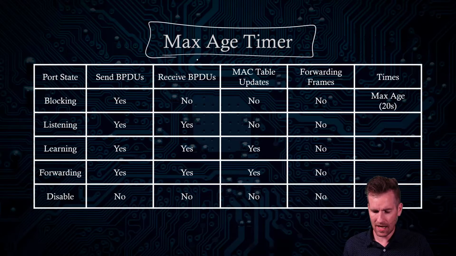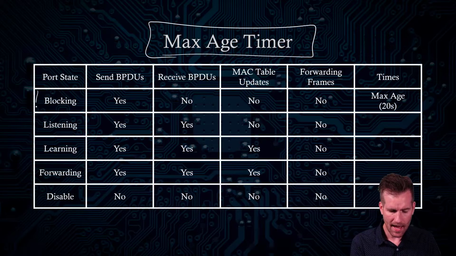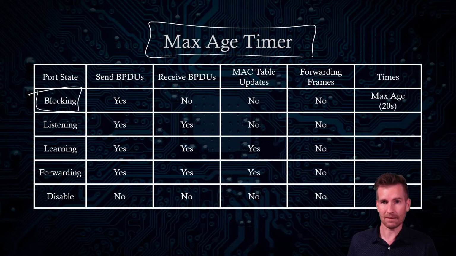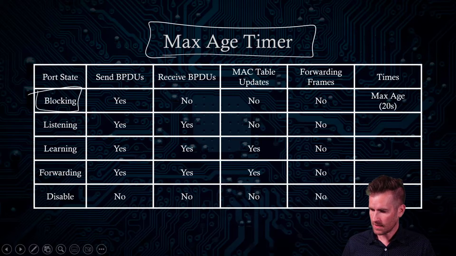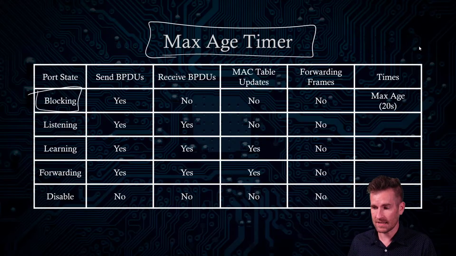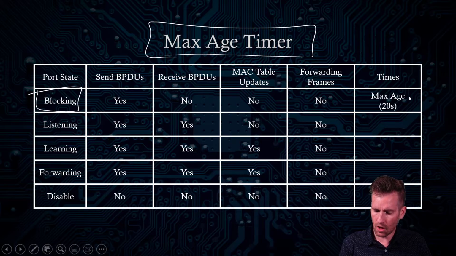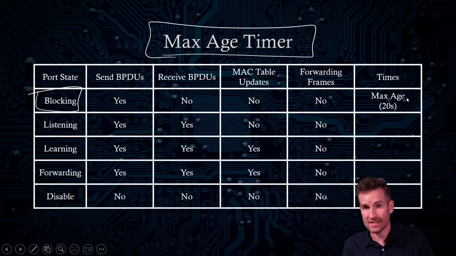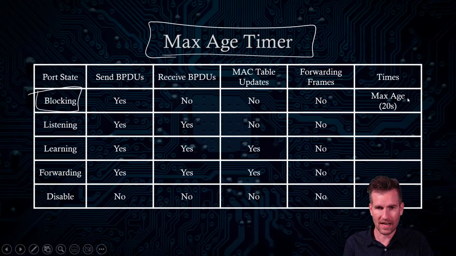The next one we should talk about is the max age timer. The max age timer is how much time a port is spent in blocking before it transitions. The max age timer is set by default for 20 seconds, but it can be set from anywhere from 6 seconds to 40 seconds. So if you want to speed up this process, you could go into your network and change that from 20 seconds as the default to 40 seconds if you want to wait longer, or down to 6 seconds if you want it to be shorter.